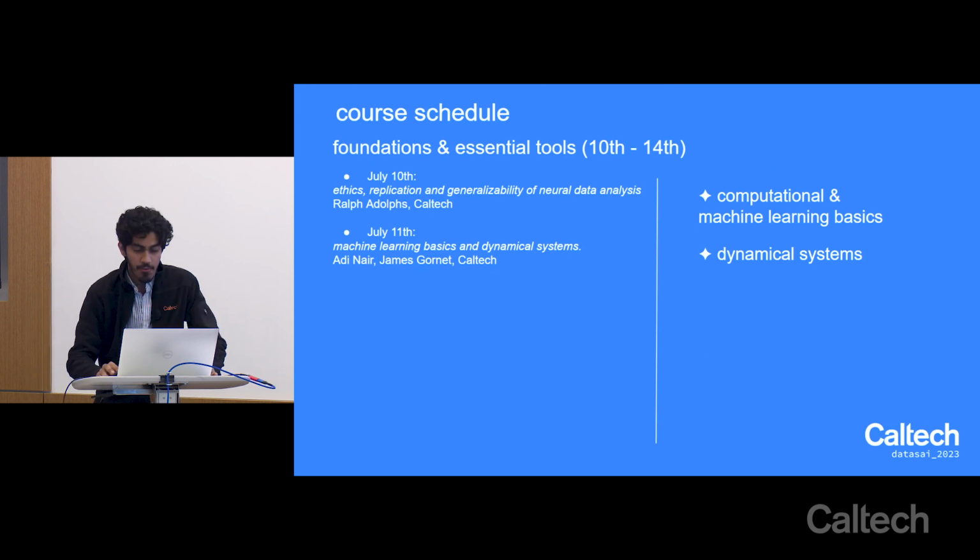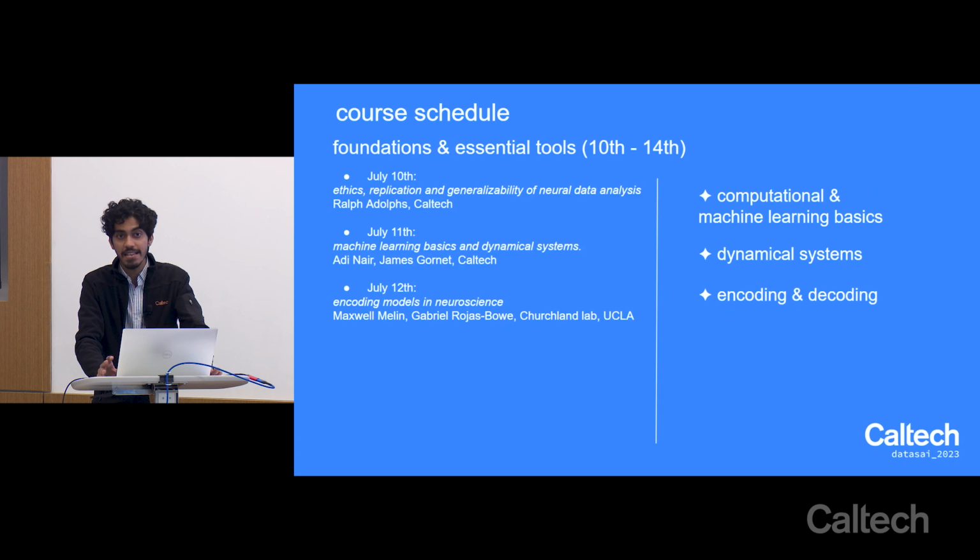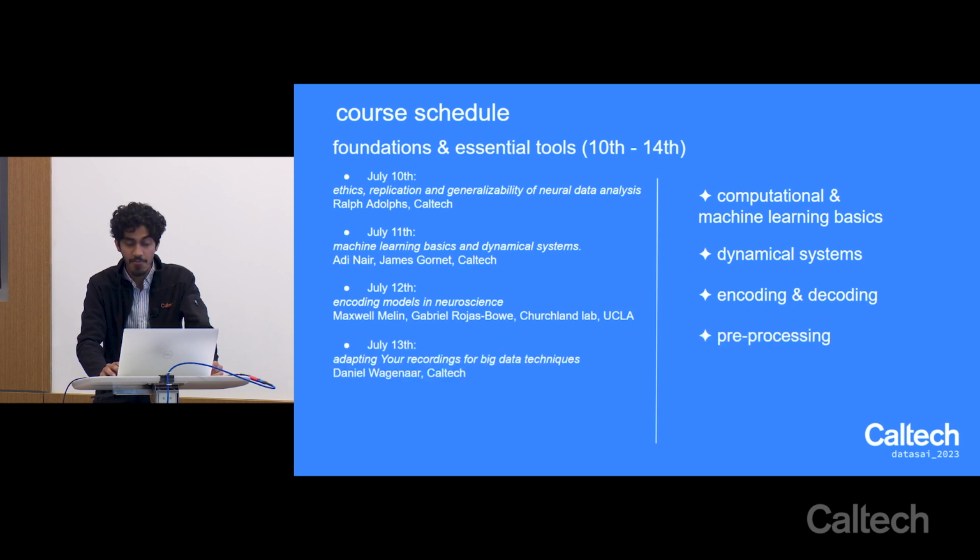And accompanying them, we'll have encoding and decoding models taught by Maxwell Mellon and Gabriel. They'll be talking about things like GLMs, decoding models like support vector machines. We're going to cover a lot of pre-processing of data. Daniel Wagner is going to walk us through things like Kilosort and other important tools that we need to use beforehand before we start talking about all these other techniques.